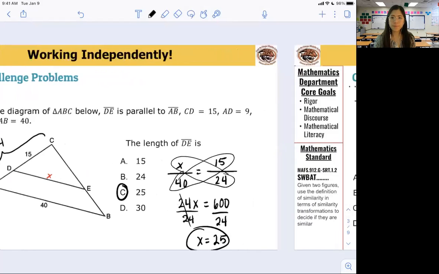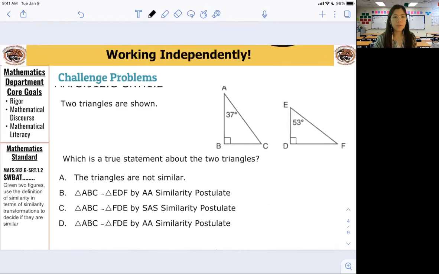Cool. All right. Two triangles shown below. Which is a true statement? Go ahead and put it in the poll.